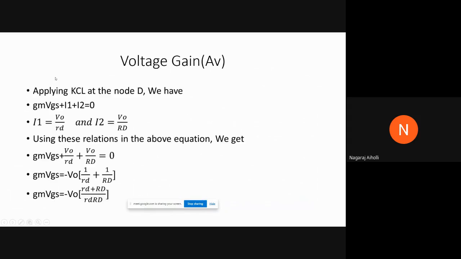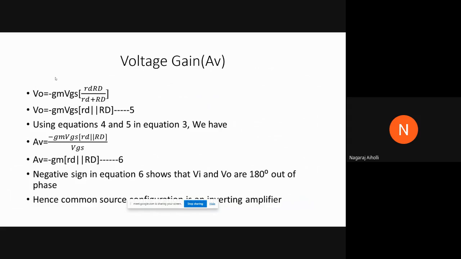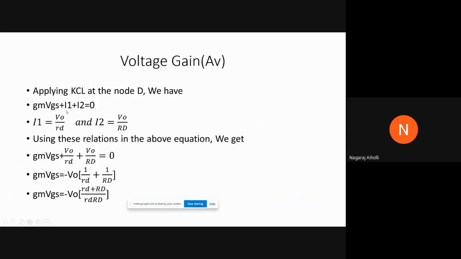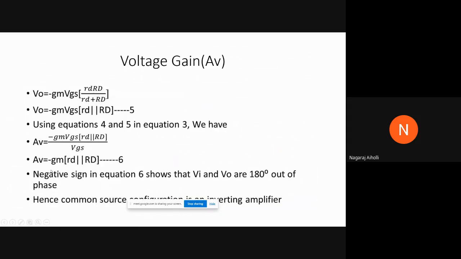Then we get AV is equal to V naught, which is this equation, minus GM VGS into small rd parallel capital RD, divided by Vi. Here, if we see, Vi is VGS. Correct. Therefore, AV is equal to minus GM, VGS cancels. Then it is small rd parallel capital RD.